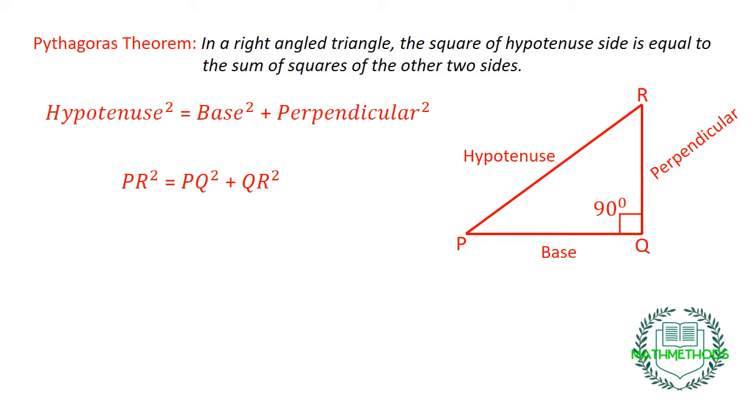Remember, this theorem applies only to right-angled triangles. We can use this theorem to find the length of the third side of a right-angled triangle if the lengths of any two of its sides are given. So let's learn how to find the length of the third side of a right triangle given its two sides.